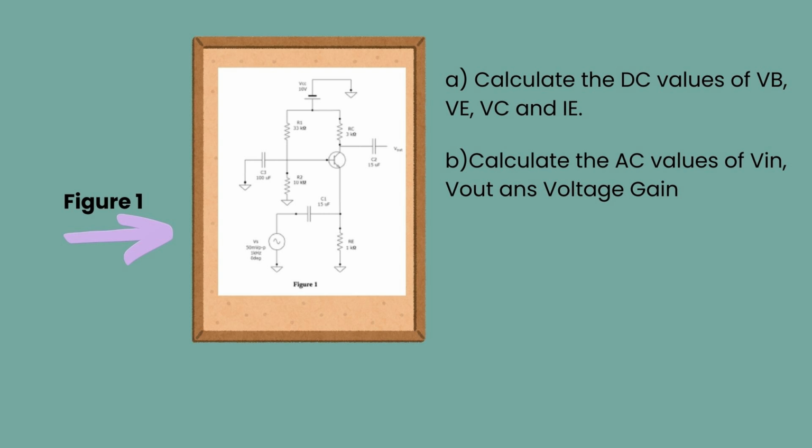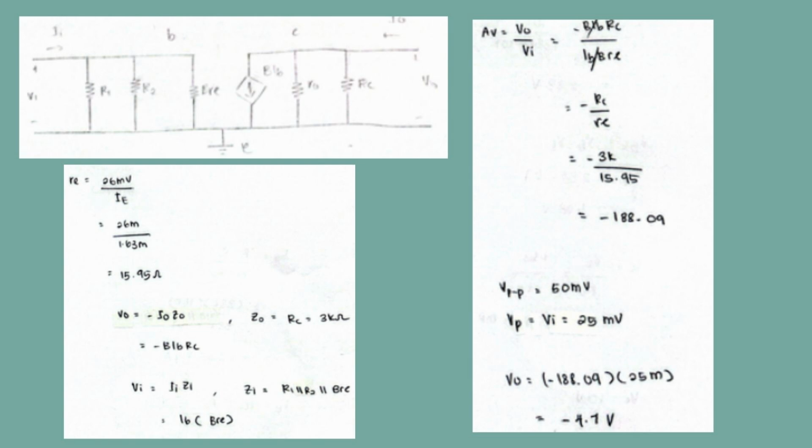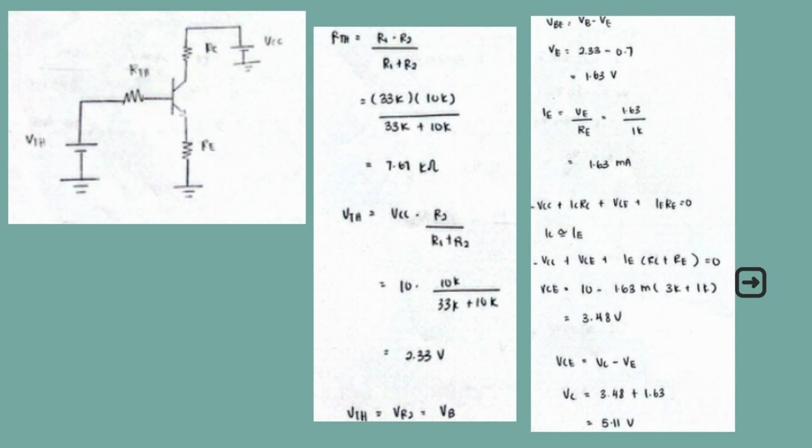So we're going to do theoretical calculation for figure 1. We want to calculate the DC values of VB, VE, VC and IE, and also do AC analysis to calculate V in, V out, and also voltage gain. So this is the circuit after we remove the unnecessary part. So we got this equivalent circuit.